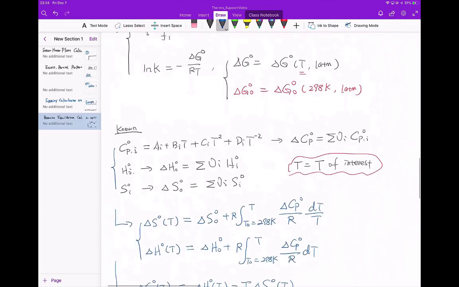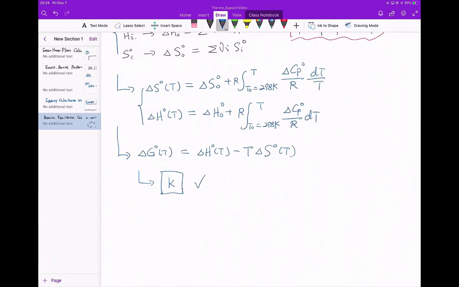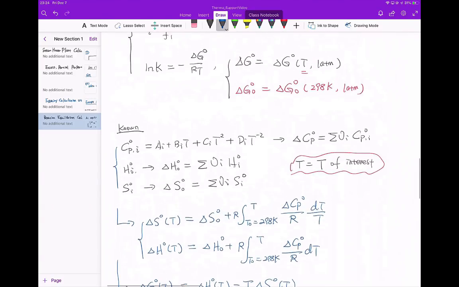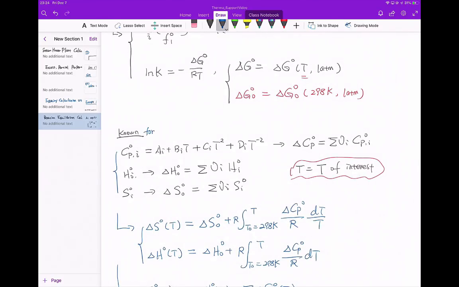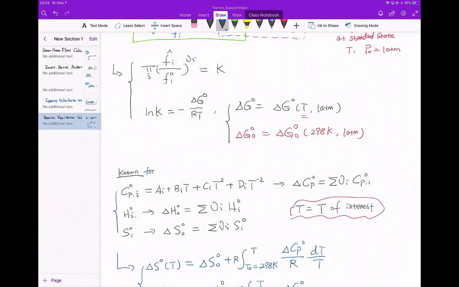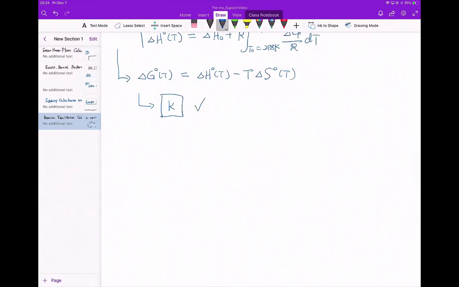So this is the first step. The second step, we call this step A. This is step B. Known for A. So now the known values for part B.